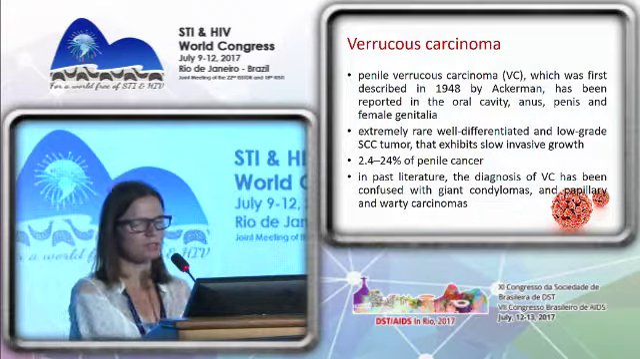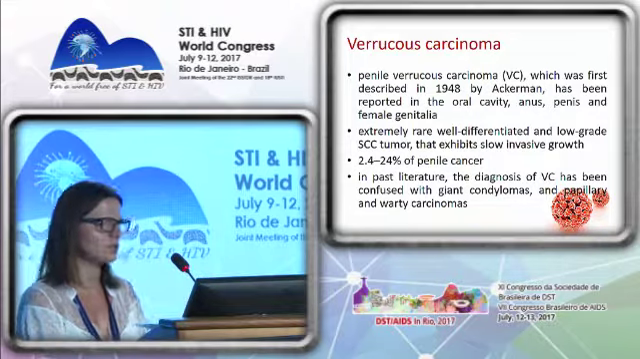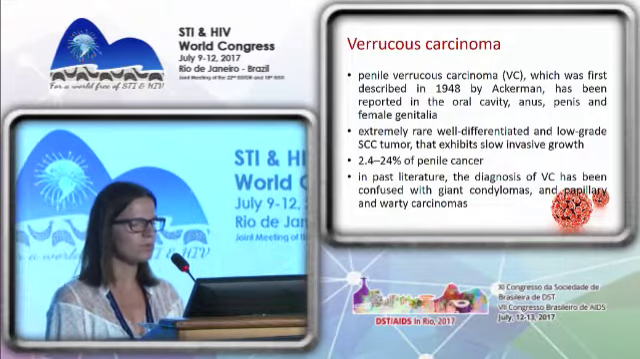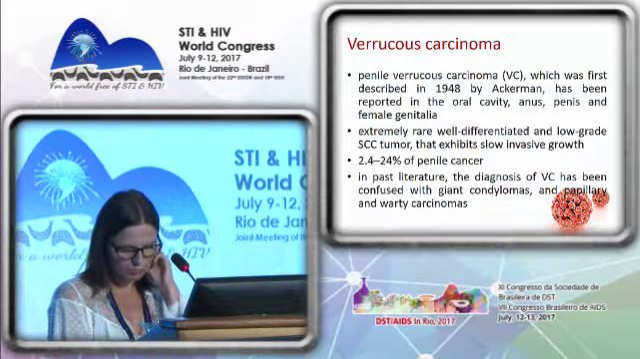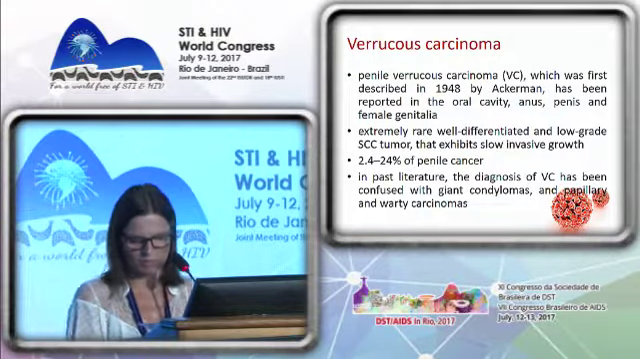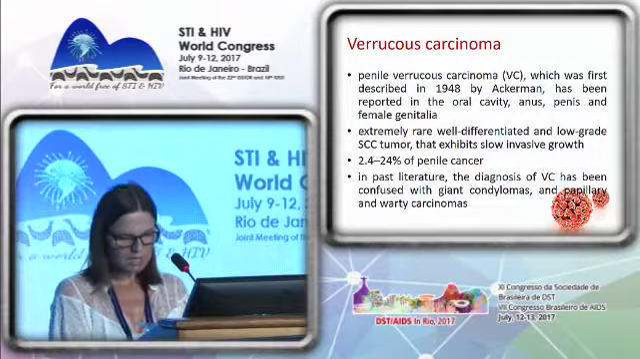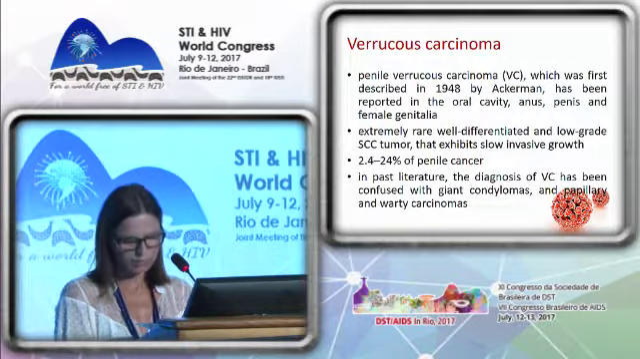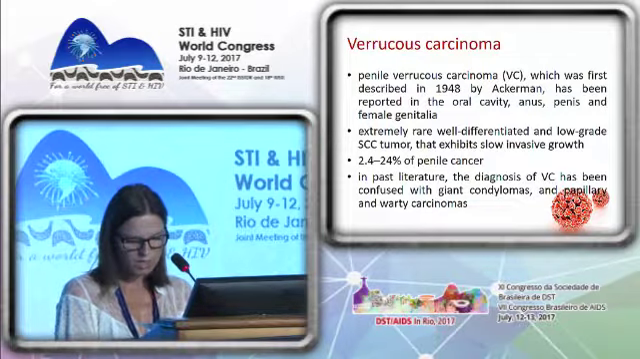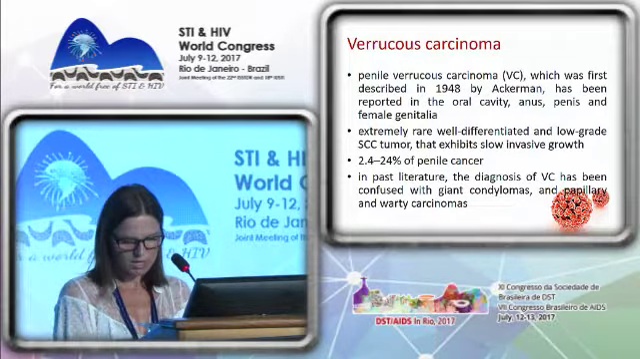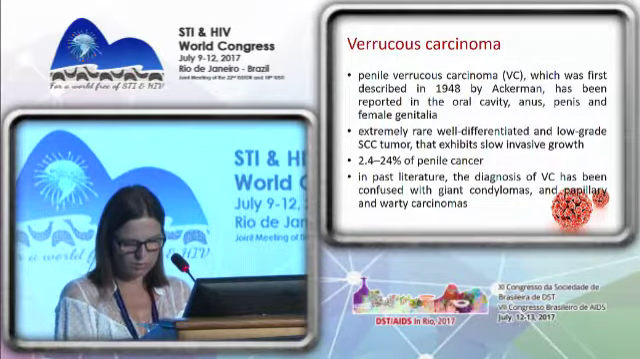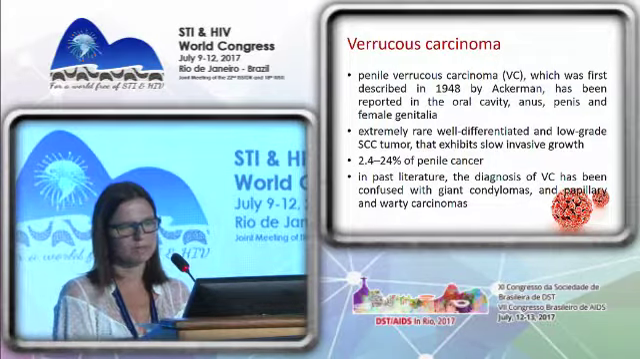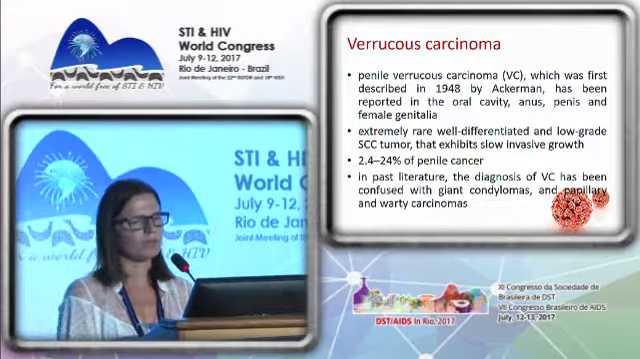In the past literature, the diagnosis of verrucous carcinoma has been very confused with giant condylomas and papillary carcinomas due to the absence of critical criteria in pathological diagnosis. In the World Health Organization classification, each verruciform lesion is clearly defined within histological criteria, and verrucous carcinoma is a distinct pathological entity separate from the other verruciform lesions.